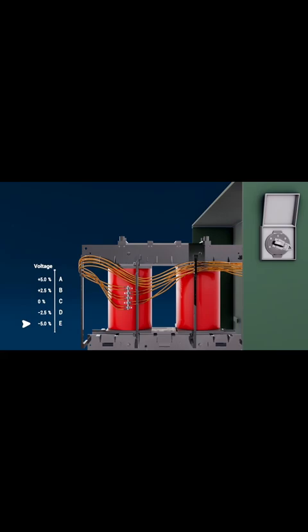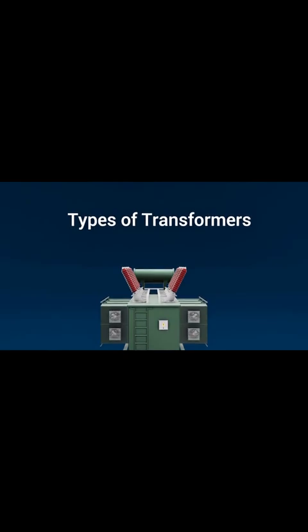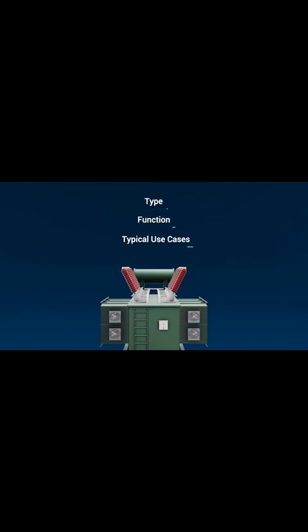demand in real time. Encasing the entire assembly is a protective tank or shell, shielding the delicate internals from dust, moisture, and mechanical stress, while allowing the transformer to operate reliably for decades. Types of transformer. Not all transformers are built the same. Each type is carefully designed for a specific role in the journey of electricity.